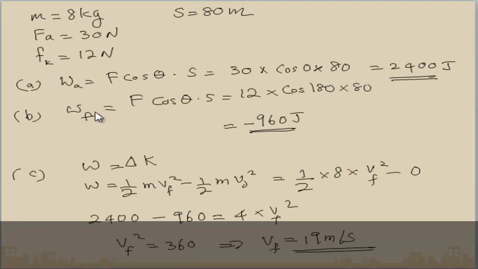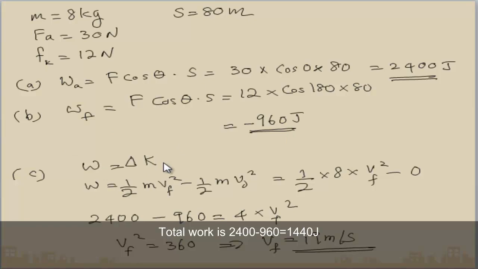To find the work done by the friction force, we need to use the friction force times cosine 180, because the friction force and the displacement are in opposite directions. So the angle is 180, times the displacement 80. This gives us negative 960 joules.